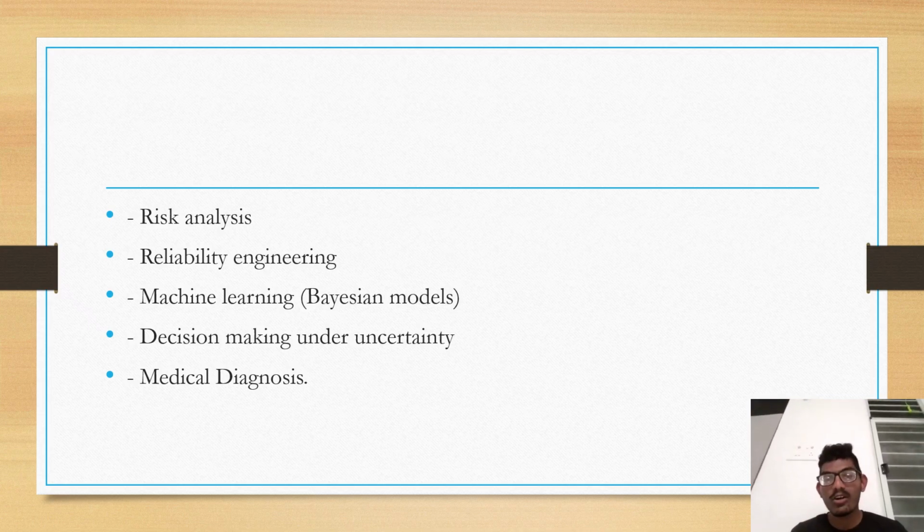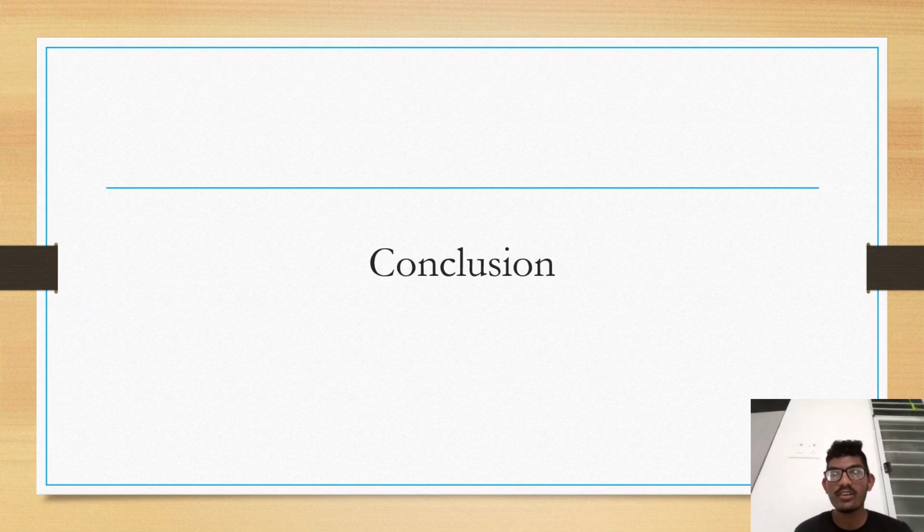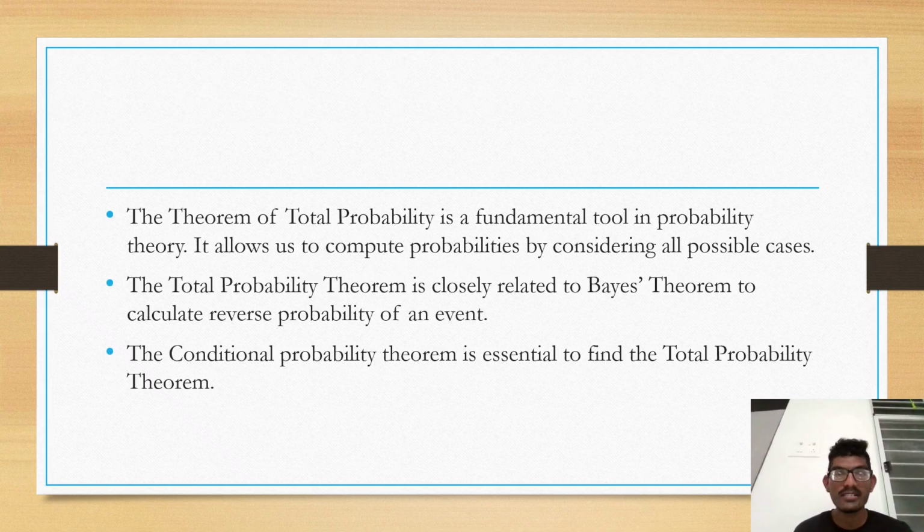When we do not know the total conditions of the problem, we go for the total probability theorem. It is also used in medical diagnosis, like finding the probability of sick persons and healthy persons. Next, we come to the conclusion of our seminar topic.